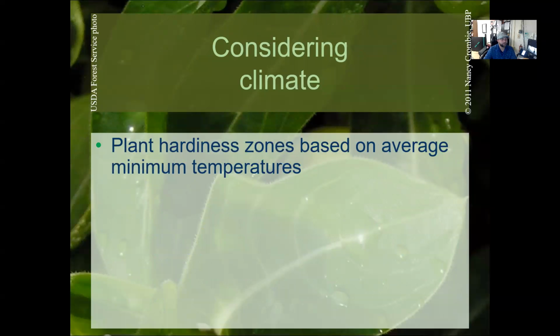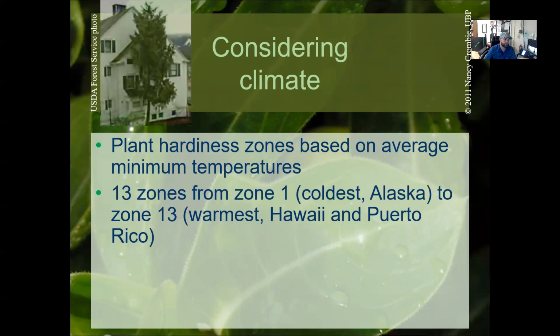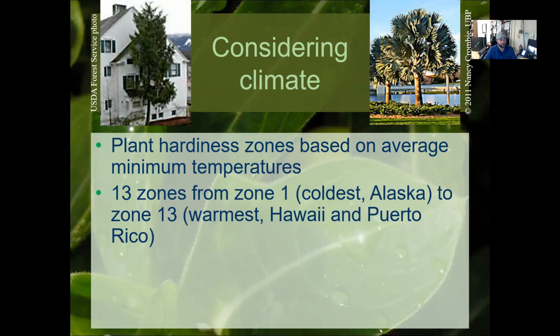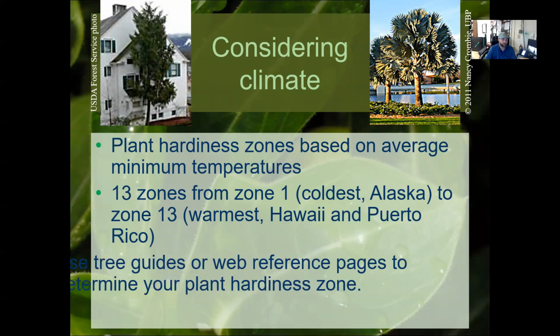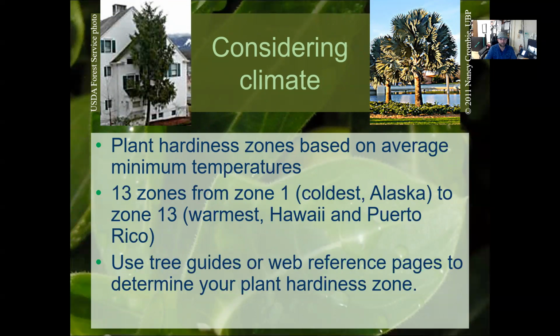So, climate considerations: plant hardiness zones based on average minimum temperatures. We have 13 zones in the United States, our coldest being Alaska and our warmest, at 13, being Hawaii and Puerto Rico. For here in Pennsylvania, we like to stick between like the 3 to 7 range. Use tree guides or web reference pages to determine your plant hardiness zone.